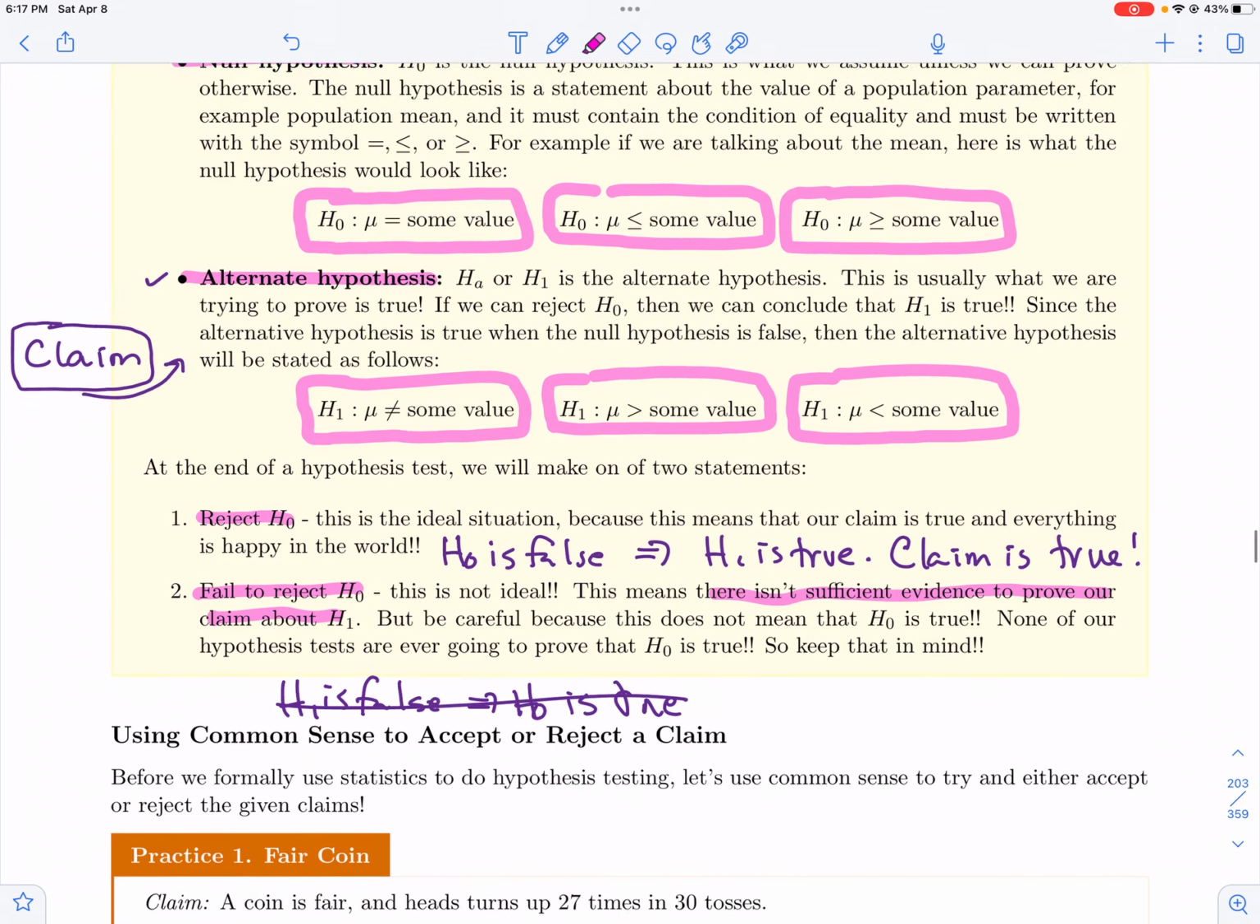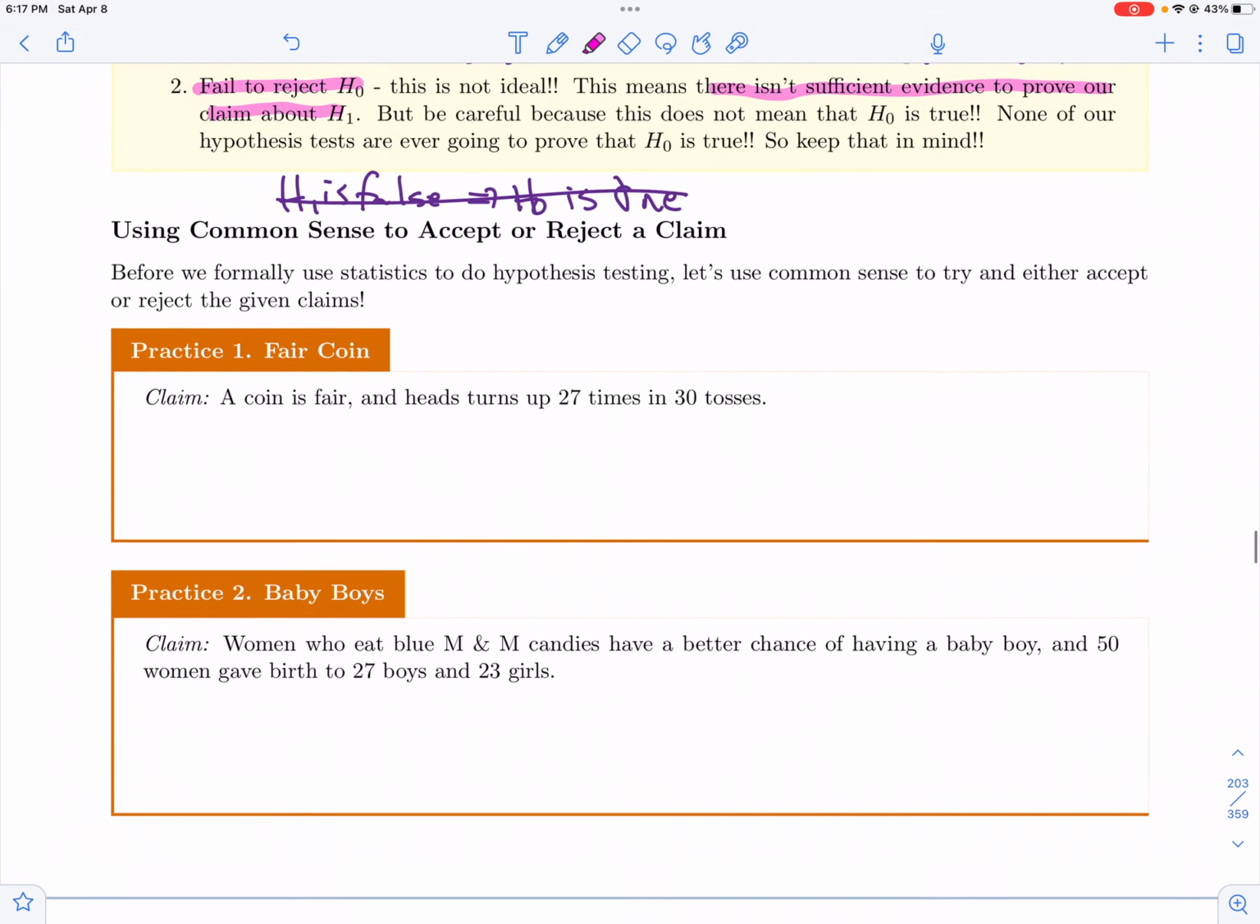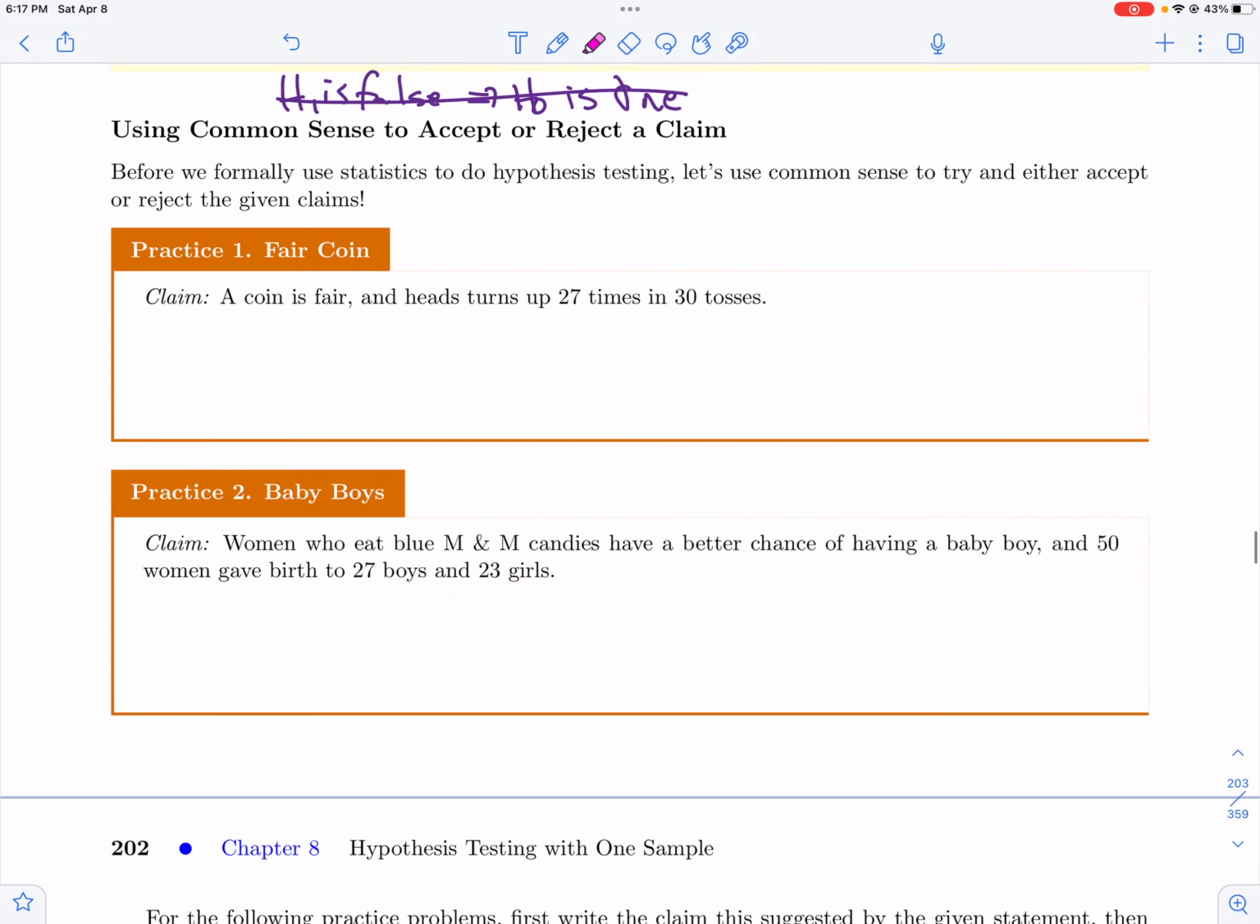All right, so let's take a look at a couple examples here about trying to accept or reject a claim that's given to us. And again, we're going to do these without using any math or anything. We're just going to think about them and see if they seem reasonable. So for practice 1, a coin is fair and heads turns up 27 out of 30 tosses. Does this seem like a reasonable claim? Should we accept it, or does this seem like not a good claim and we should reject it?